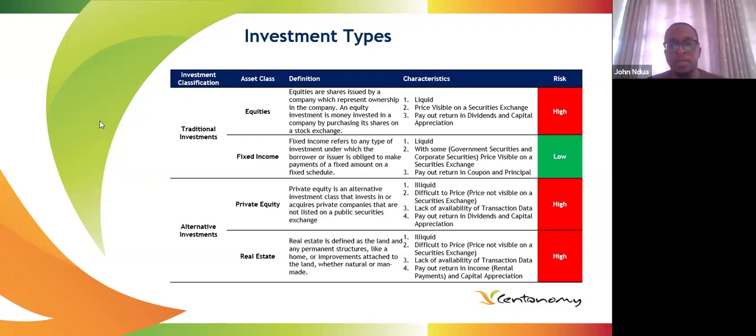Number four, the payout is in terms of rental payments. If, for example, it's an improvement or you are leasing the land, you get monthly rental payments, or capital appreciation, where the value of the property can also increase.